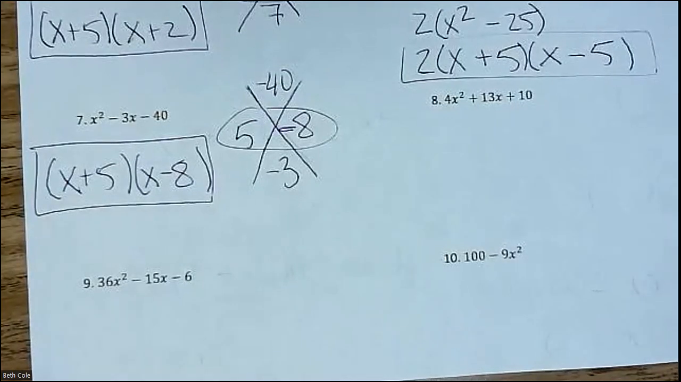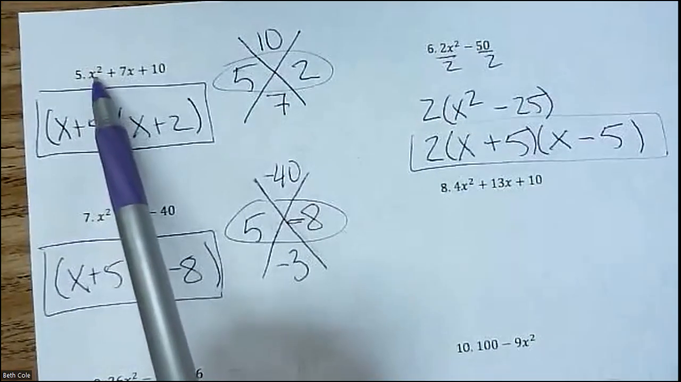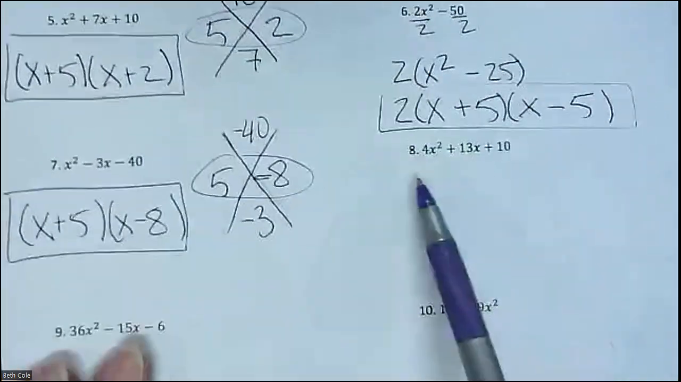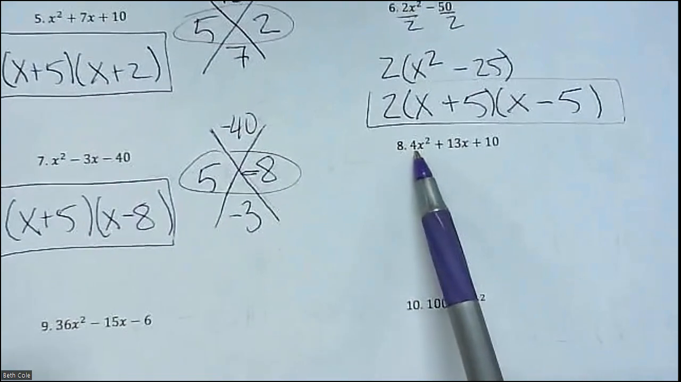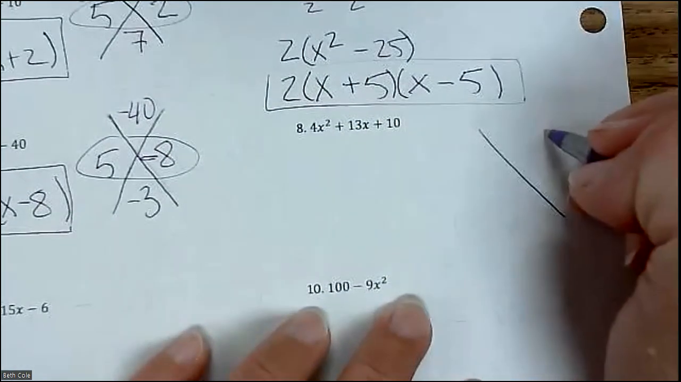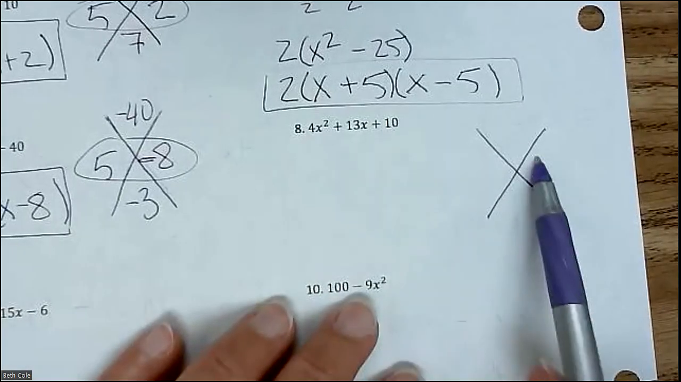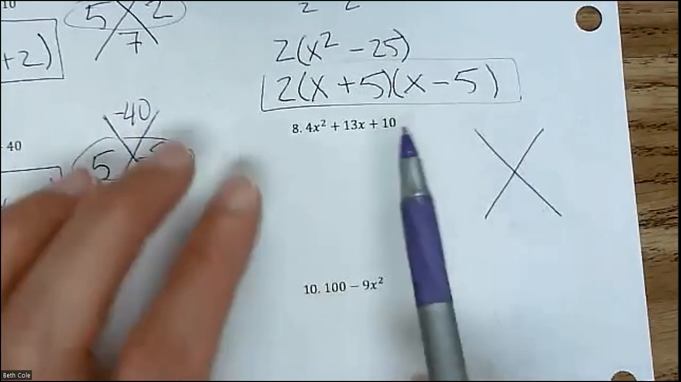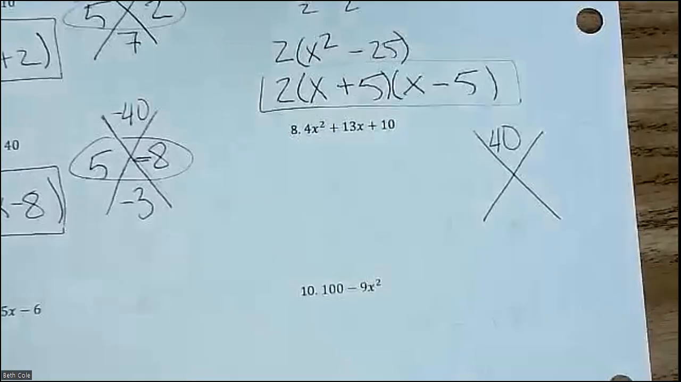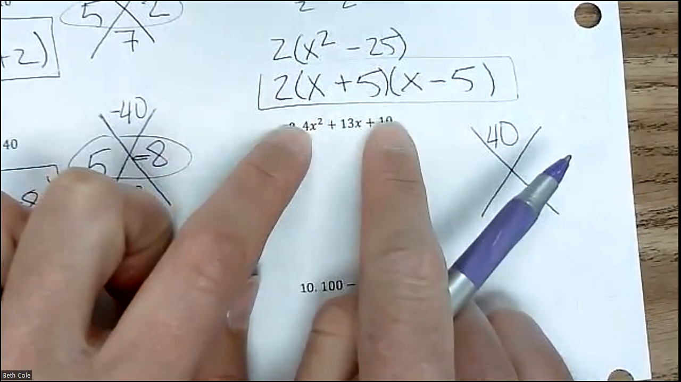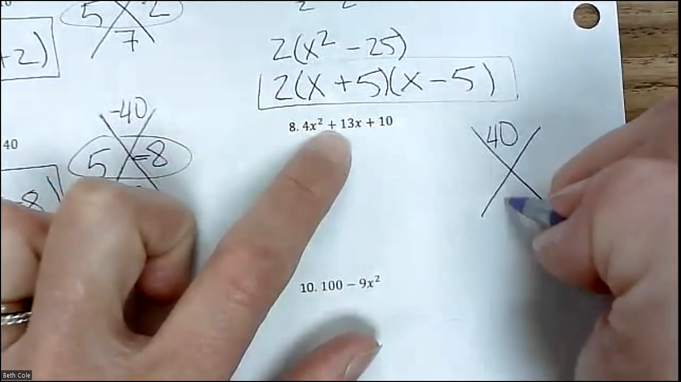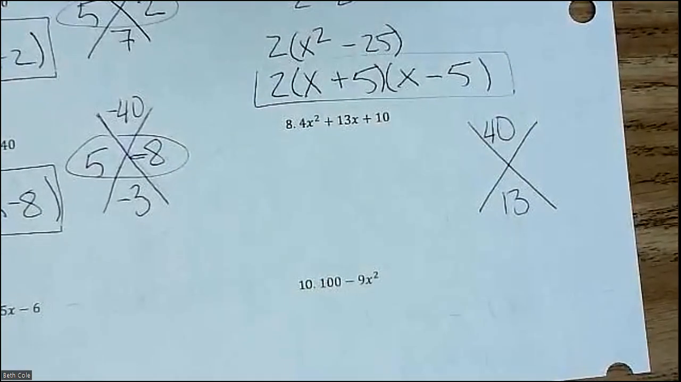Now this next one's a little tougher, because do you see how with these two, it was just an x squared? This one has that extra number out front. It was a little bit more of a process. It's going to start the same way though. You're going to draw your x, but 10 is not the number that goes on top anymore. It's 40. Why is it 40? Because that's right, 4 times 10. Good. And then 13 goes on the bottom.